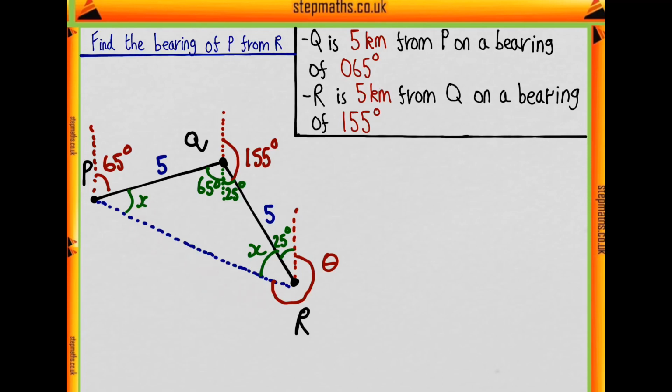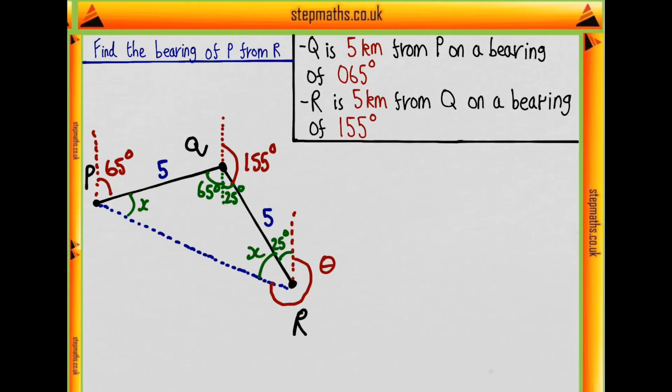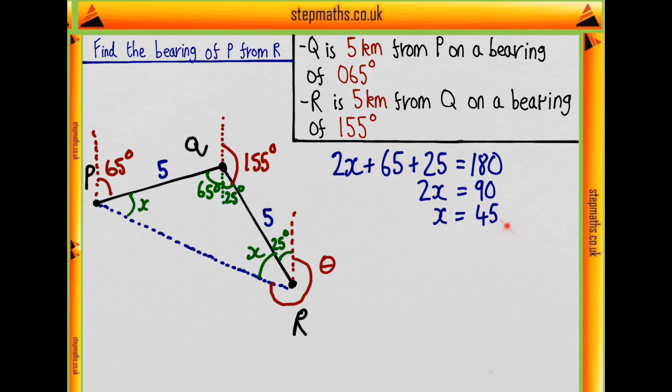But from here, we can algebraically get to the answer. We know that angles in a triangle add up to 180 degrees, right? So we know X plus 25 plus 65 has to equal 180. And this is great, because from this we can find X. Take away the 65 and 25, and we get 2X equals 90. And from that, divide through by 2, X is equal to 45.